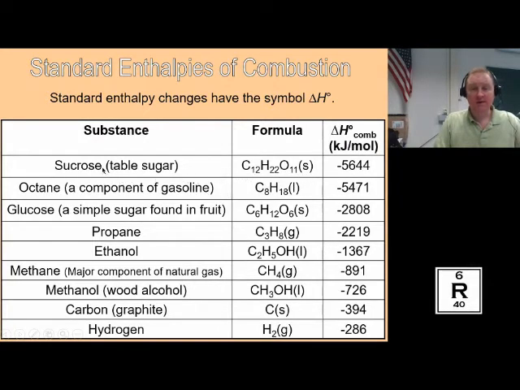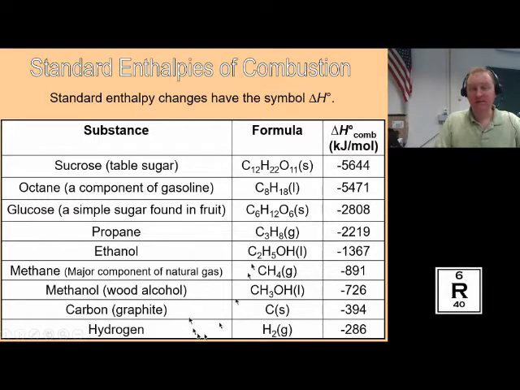So anyways, we've got things like sucrose, which is table sugar. We've got octane, which is the main component in gasoline. Glucose, which is a simple sugar found in fruit. We've got propane, which we use in our labs with our Bunsen burners, at least at our school. Ethanol is the drinking alcohol. This is the alcohol that we find in beverages and stuff like that. We have methane, which is a major component of natural gas. We have methanol, wood alcohol, graphite, and hydrogen.